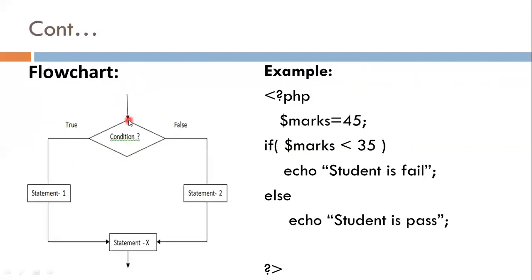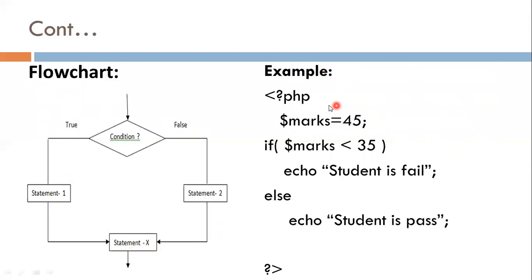Flowchart. First of all, the condition is written. The condition has two ways. If the condition is true, then it goes to statement 1, and then statement X is executed. If the condition is false, then statement 2 is executed, and after that statement X is executed.